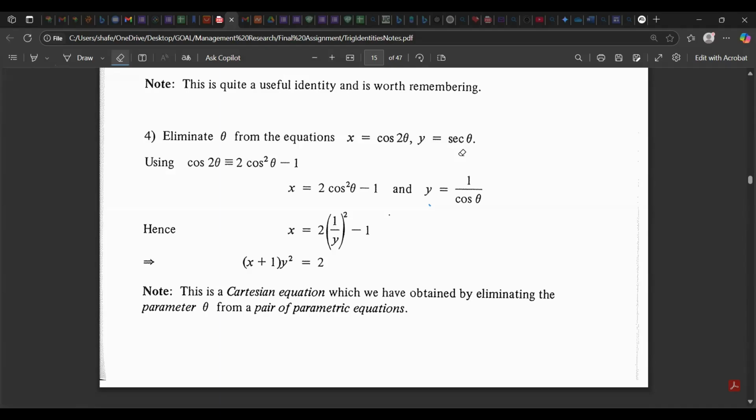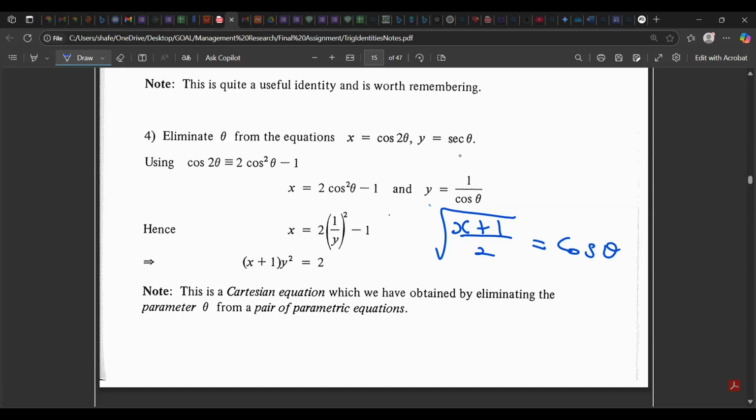What did they do next? They transpose, notice. You transpose to make cos the subject. If you take this, let's see if we can do that. You will get x plus 1 over 2. The square root of that is equal to cos theta. See if you agree.